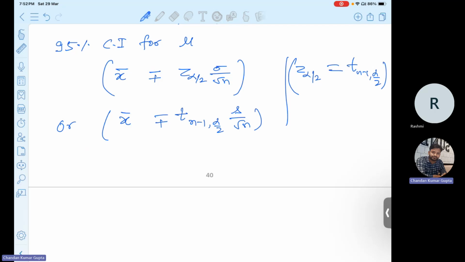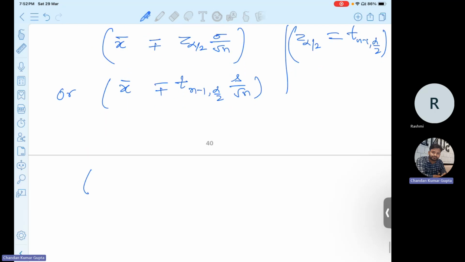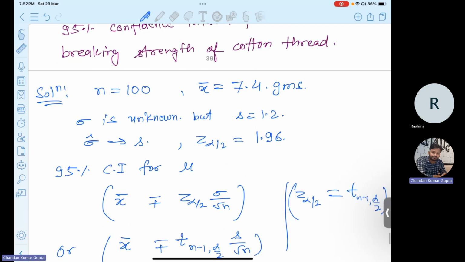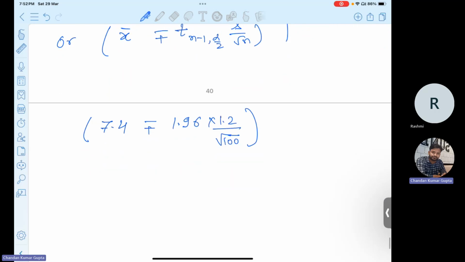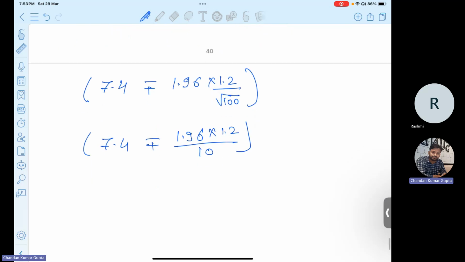So just putting in the values: 7.4 minus plus 1.96. Also, s is 1.2, so it's 1.2 divided by root n, where root n is the square root of 100. So this is 7.4 minus plus 1.96 into 1.2 divided by 10.